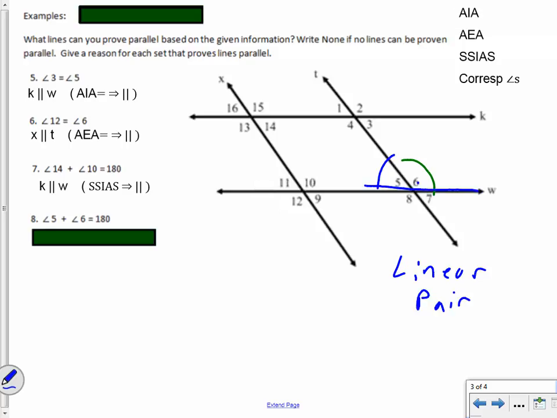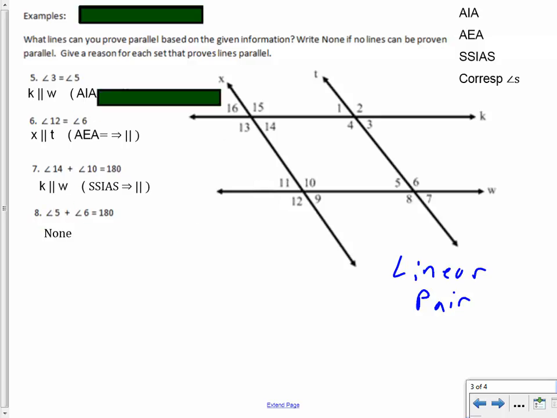They share this angle, or this ray, and they add up to 180. So that just tells us that they are a linear pair. Okay, if we have a linear pair, that doesn't tell us that anything is parallel to each other. So in this case, because all we have is a linear pair, none. We can't say that anything is parallel to each other, simply based off of that information.